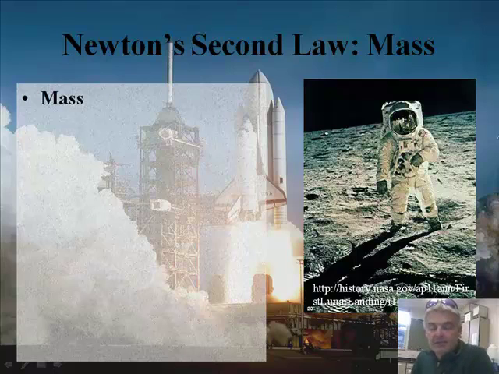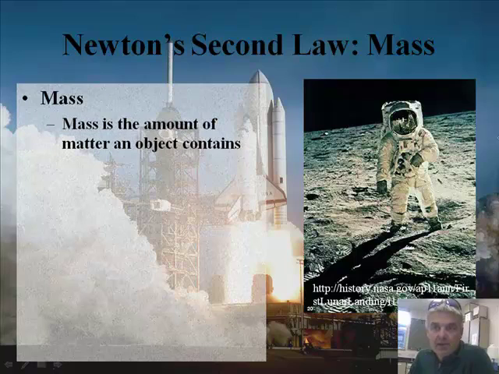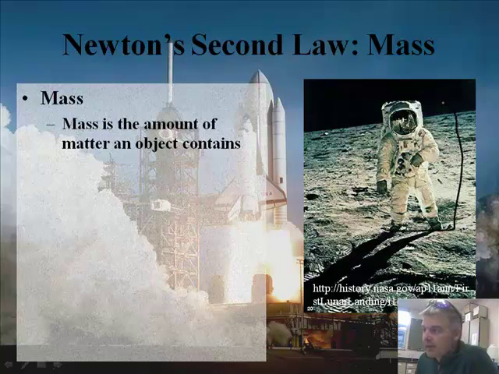Now let's kind of talk about what this all works out to. Obviously something that has more mass is going to have a different kind of issue. So let's take a look at mass. Mass is the amount of matter an object contains. So the amount of matter in an object is the mass. If we have a spaceman guy here, he has a particular mass.